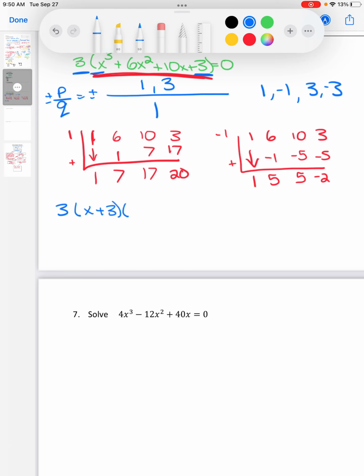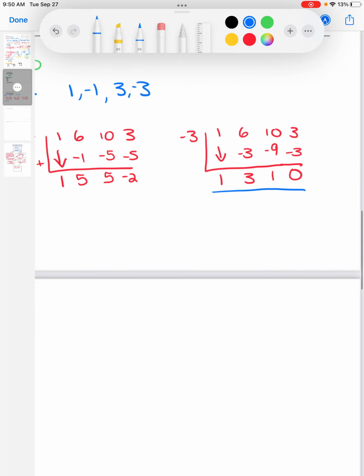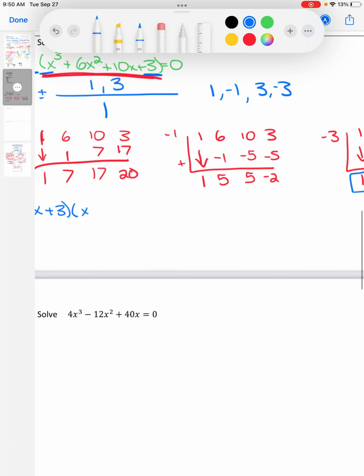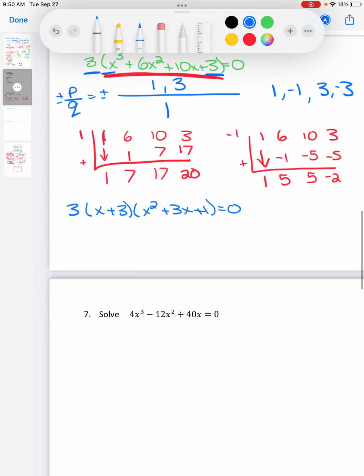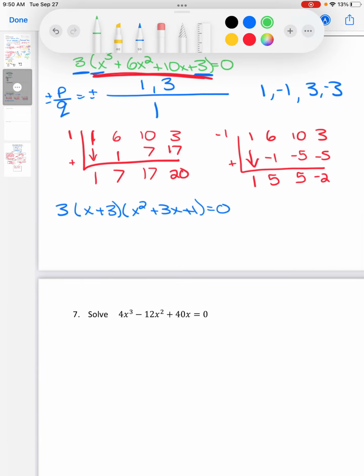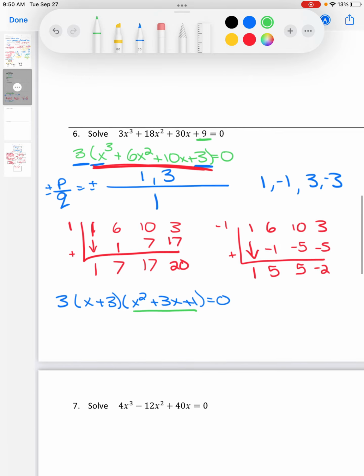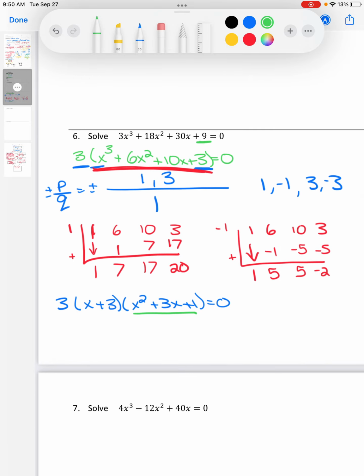Okay, so I'm left with, remember these give me my coefficients. So I have x squared plus 3x plus 1. Now, am I left with the quadratic? Yes.